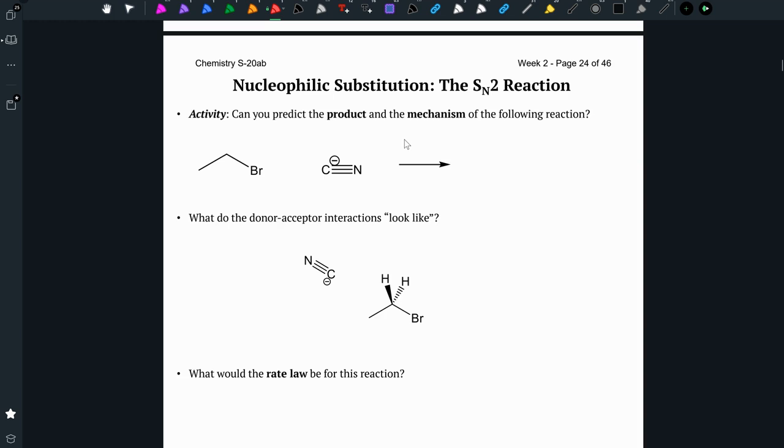All right, so the SN2 reaction. You are going to have an alkyl halide as a starting material.